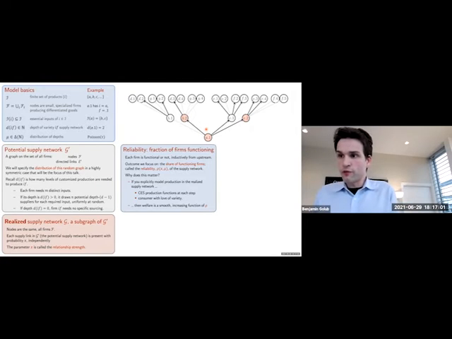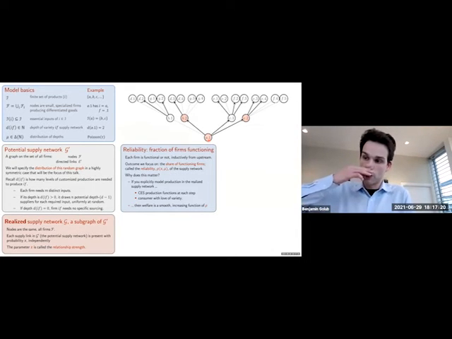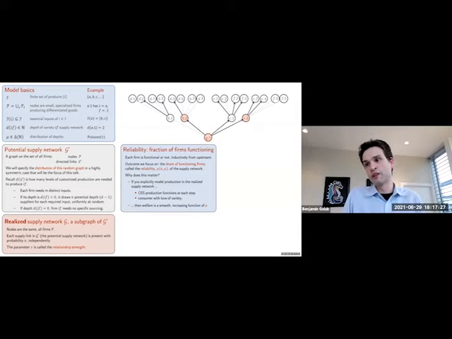So really the star of the show here is going to be a number I call rho, which is the reliability of the economy, of the supply network, which is simply the probability that A1 functions. Now, of course, this depends on the depth of A1. Different A1s, depending on how deep their supply networks are, are going to function with different probabilities. And so what I'm interested in is the probability when I average over all depths. And remember, mu is the distribution that tells me how many firms there are of depth 0, 1, 2 in this economy.